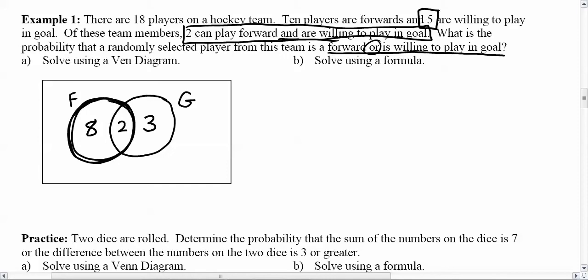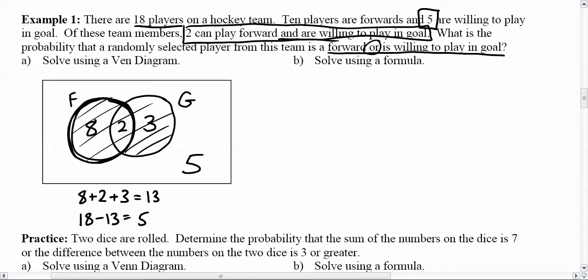So now my defense, all the other players, would be whatever I have left over. I have 13 players altogether that are either forwards or goalies or both. So since my total is 18, that means I've got 5 people left over that are probably defense or some other role on the hockey team. So now the question is, what is the probability that a person is a forward or willing to play in goal? That's all the people in either of the circles, which would be 13 out of the total 18.